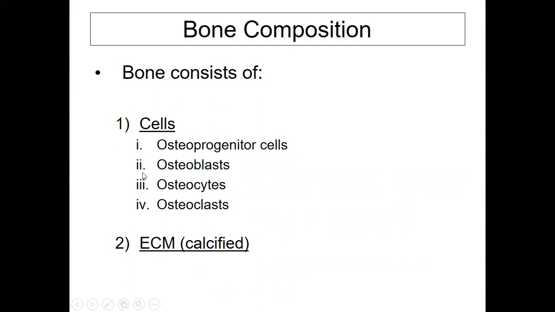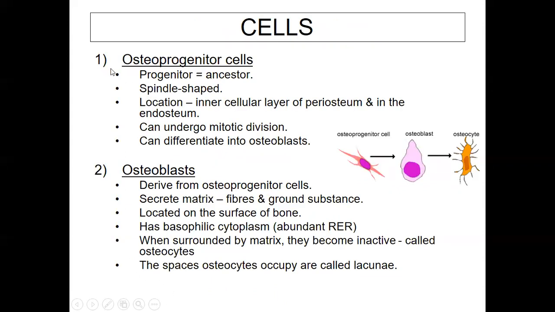That is the cellular component. For the extracellular matrix, it is calcified. That's why the bone is a hard structure. If we compare to other organs, the bone is hard because the extracellular matrix is calcified. It contains calcium. Now we're going to discuss further the different types of cells present in the bone.